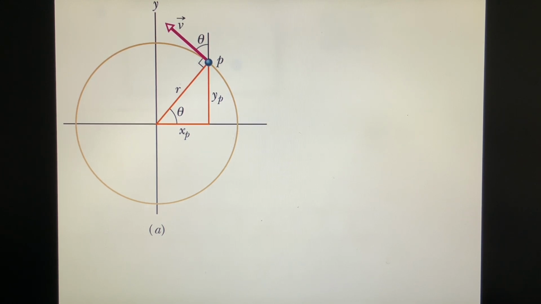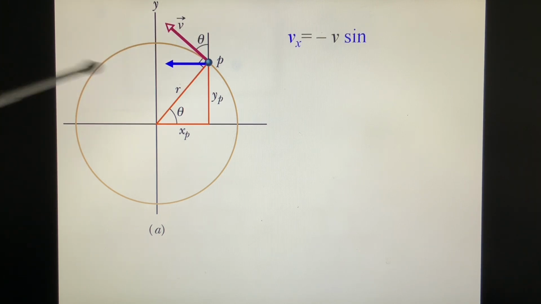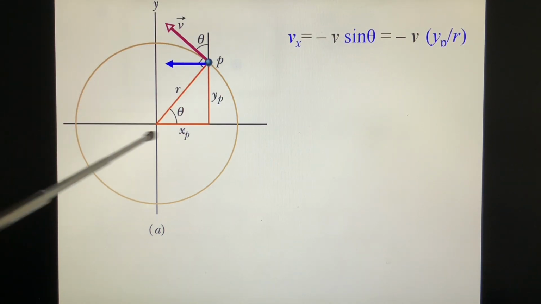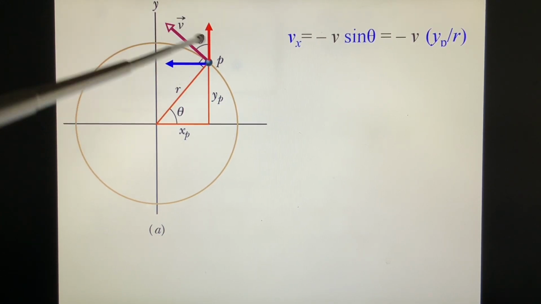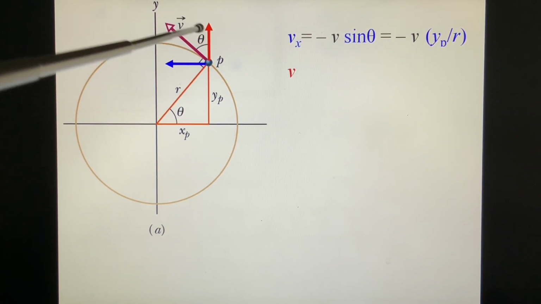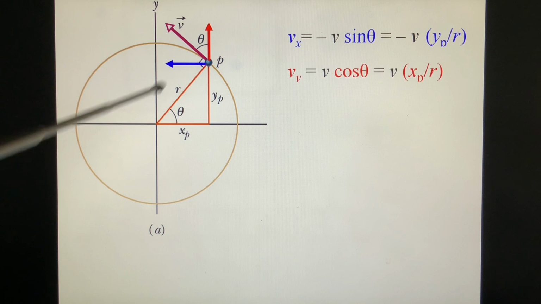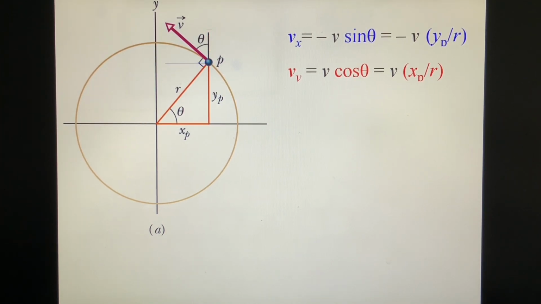Now let's see vx. Vx here is minus v sine theta. Right? The direction is negative. And what is sine theta? Look at this triangle. Sine theta equals yp over r. Next, vy. Vy is v cosine theta. And cosine theta in this triangle is xp over r.